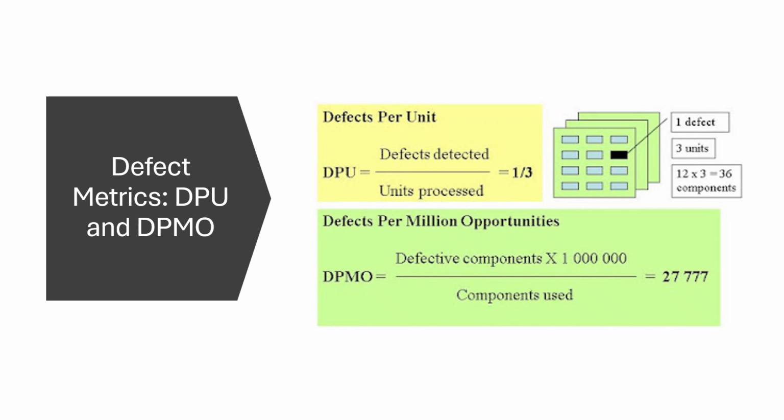DPU, defects per unit, is a metric from the customer perspective. DPMO, defects per million opportunities, is a useful internal metric for process improvement.